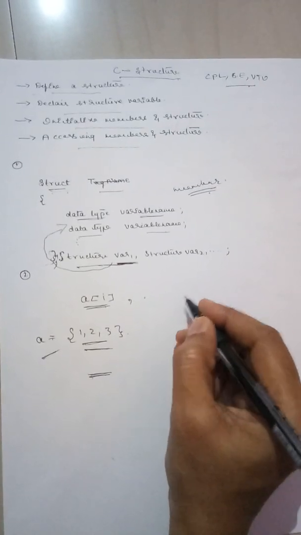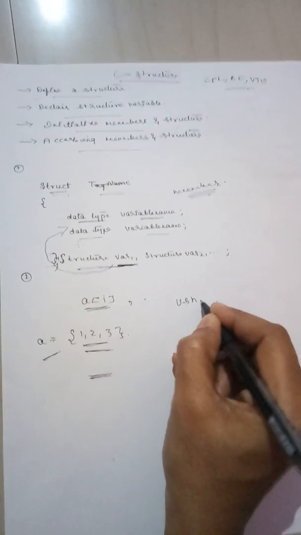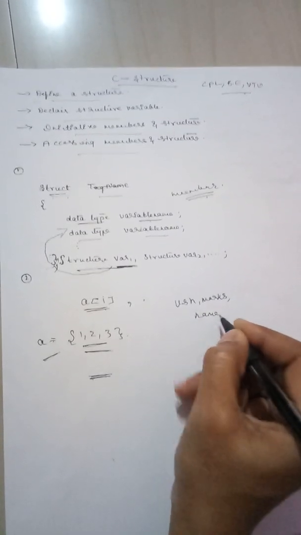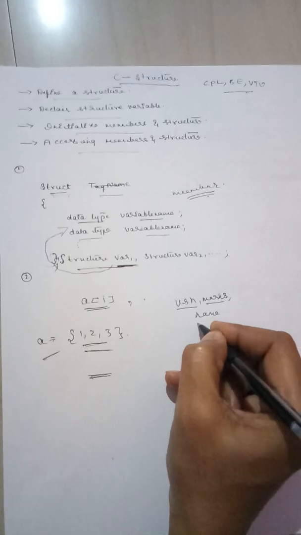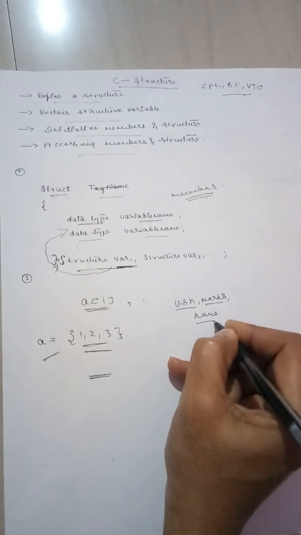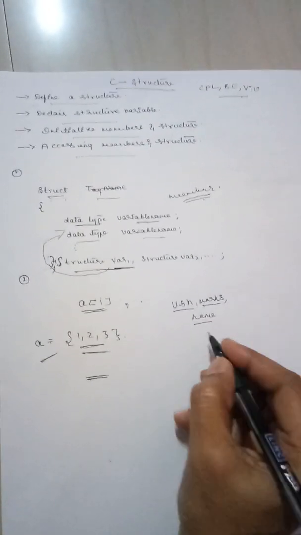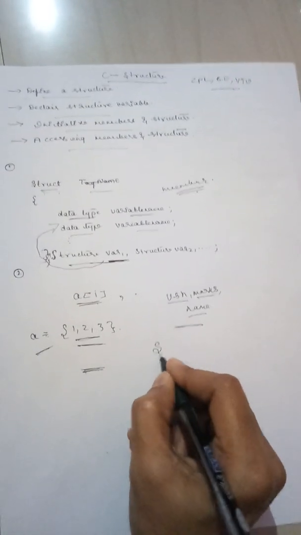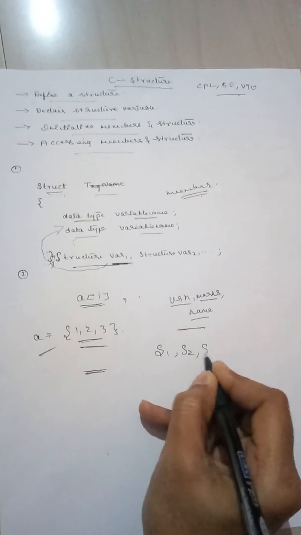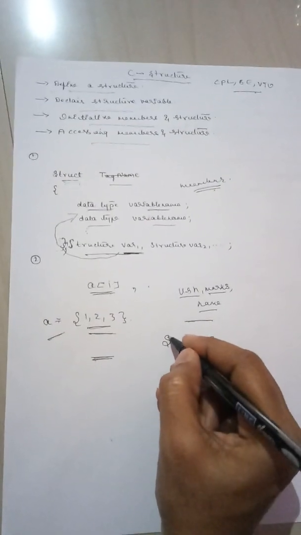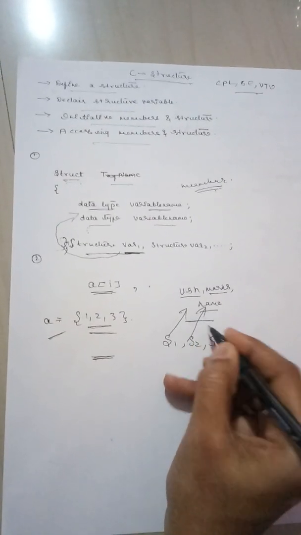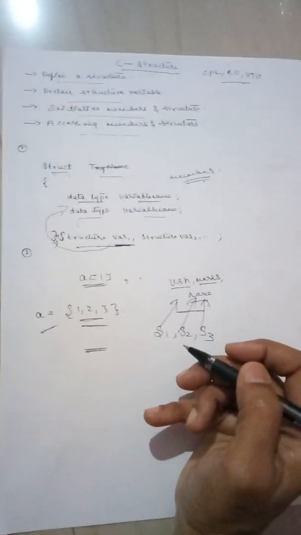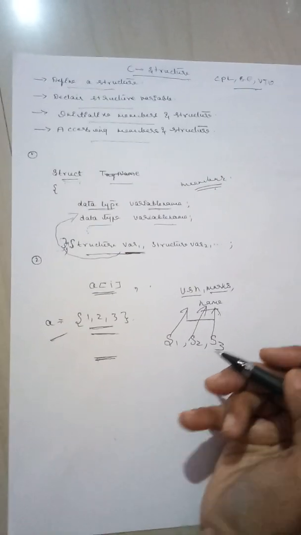like USN, marks, name of the students. These are the members of the structure student type. In this we can use many students, S1, S2, S3, having these data, and the values may be different also, no problem. First let us see the program with output.